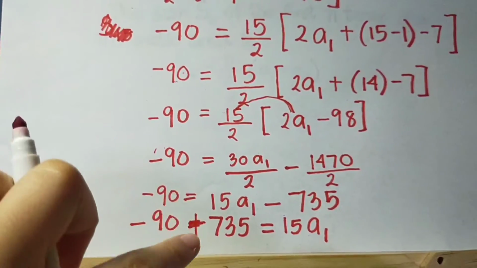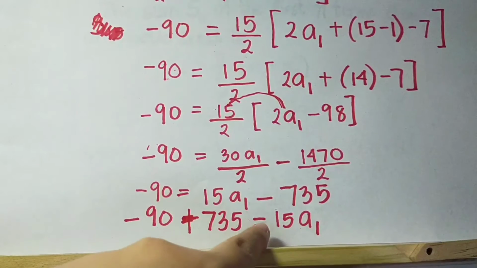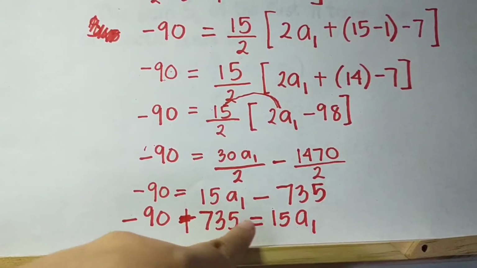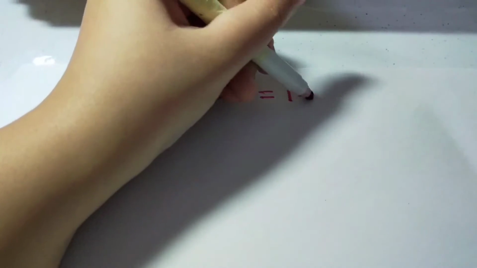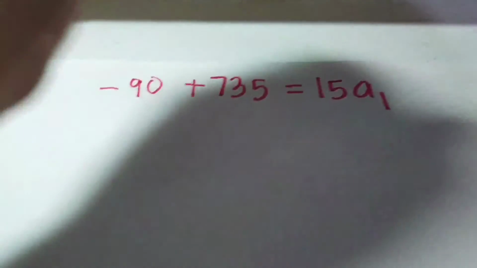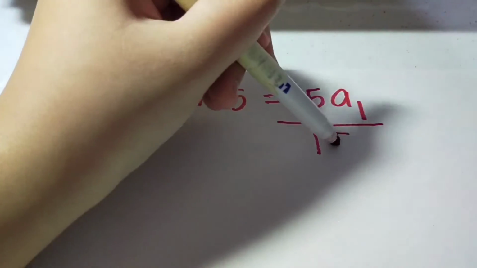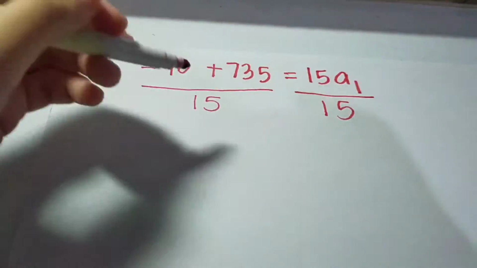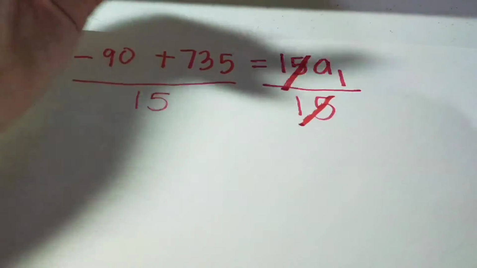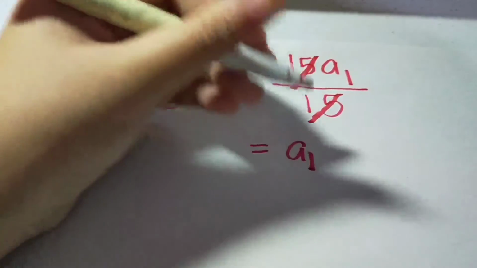Ngayon naman, para ma-eliminate yung 15 dito, we need to divide both sides by 15 para ma-find natin yung a sub 1. Negative 90 plus 735 is equals to 15 a sub 1 divided by 15. Divide both sides by 15. Equals to a sub 1.